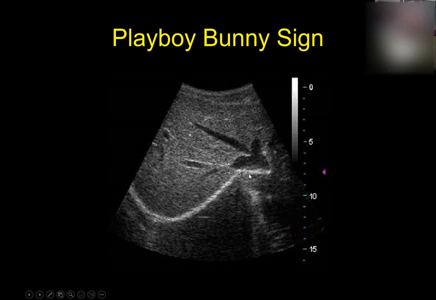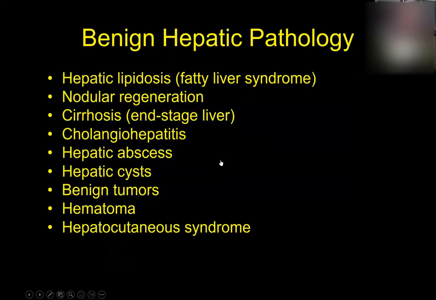And so it's kind of fun to look for if you suspect hepatic dilatation or hepatic venous congestion inside the liver. You can turn your probe 90 degrees and try to see if you can find the Playboy bunny sign, which has been reported to be a sign of intrahepatic congestion.